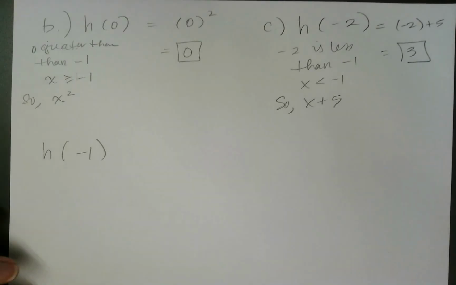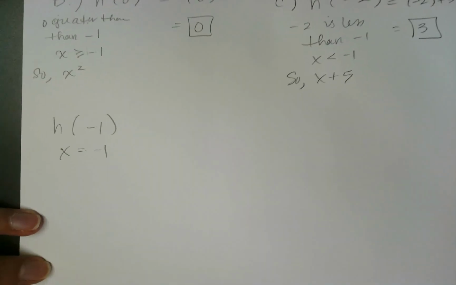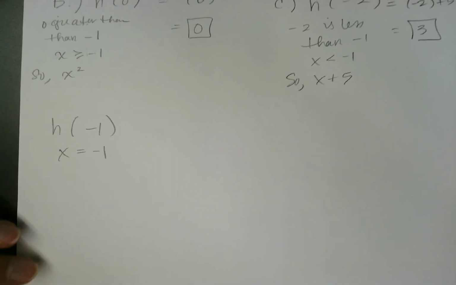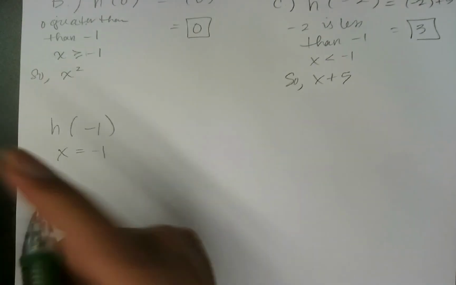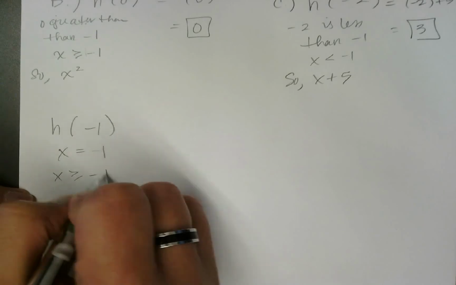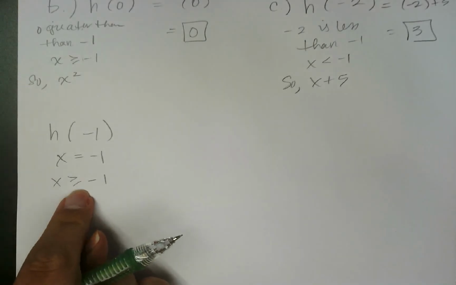Alright, and then last but not least, x is equal to negative 1. So which part of the function are we going to use? The bottom. X is greater than or equal to negative 1. So this is the part you're allowed to plug in. X is less than negative 1.